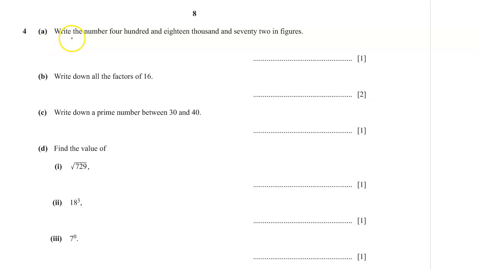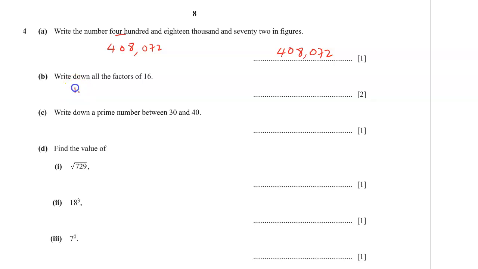Number 4, write the number 408,072 in figures. So 4, and 8,072, and 72 in figures. So that is it, 408,072.